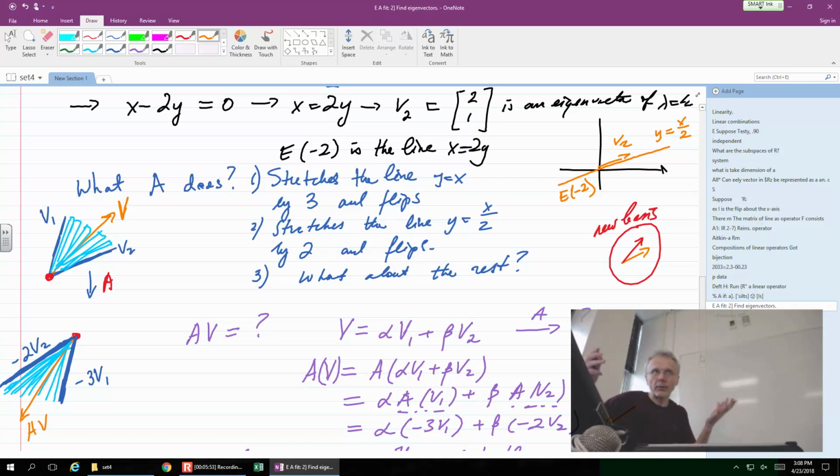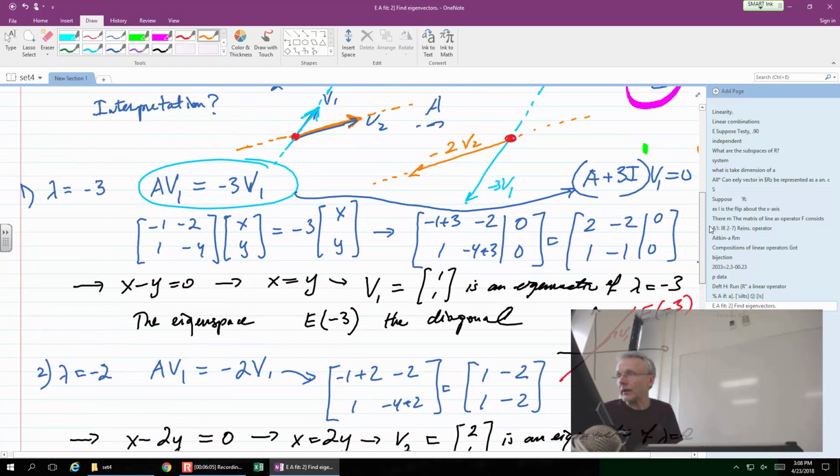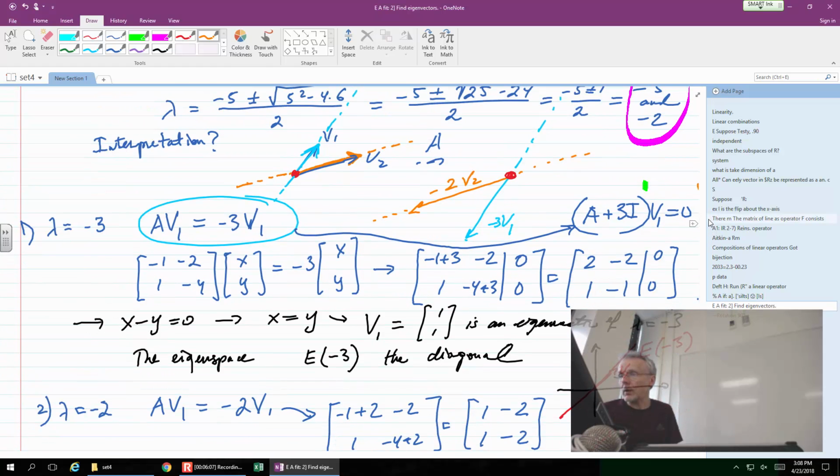And then there is a third possibility. So distinct, same, uniform stretch, and the third is there are no eigenvalues. So that's still to be discussed. But let's finish this example quickly. So then we had to go back straight to the definition.